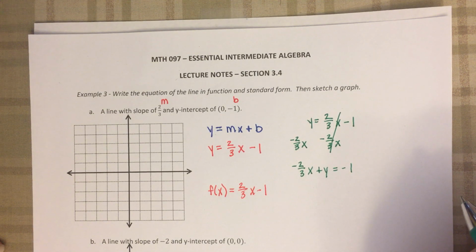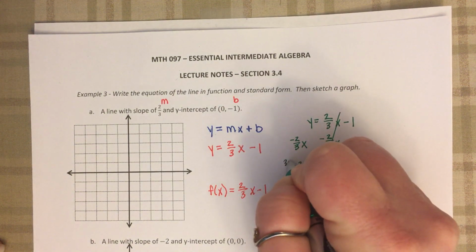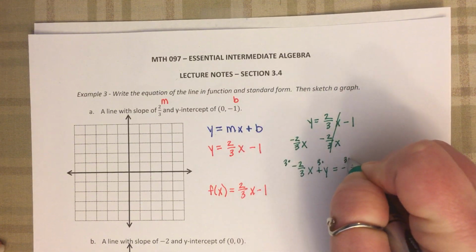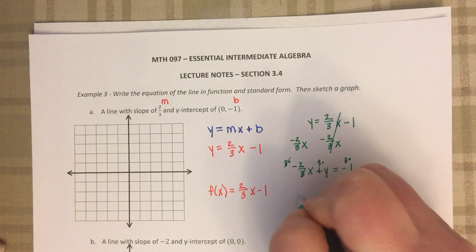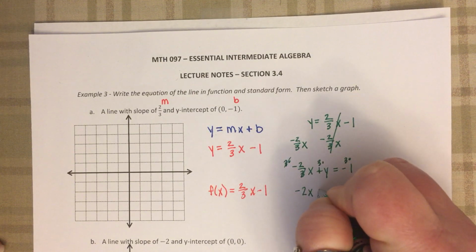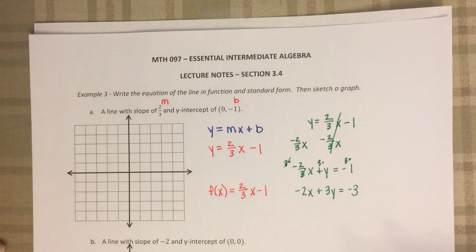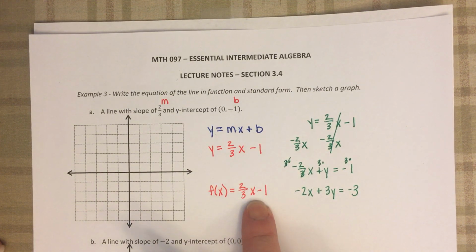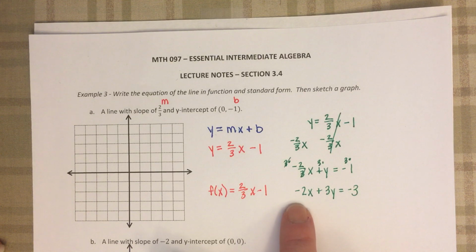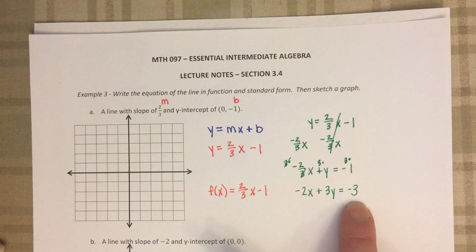However, if we can, we want to avoid fractions. So looking at this, we have a fraction with a denominator of 3. So just like we did back in chapter 2 when we were solving rational equations, we're going to multiply everything by our LCD. So we're going to multiply all of our terms by this 3. Right, so those are going to cancel. We're going to be left with negative 2x plus 3y equals negative 3. So our two pieces to our answer: our function form is f of x equals 2/3 x minus 1, and our standard form is negative 2x plus 3y equals negative 3.